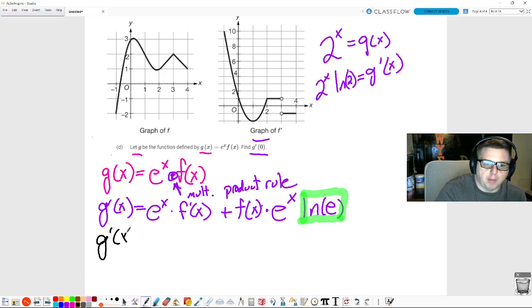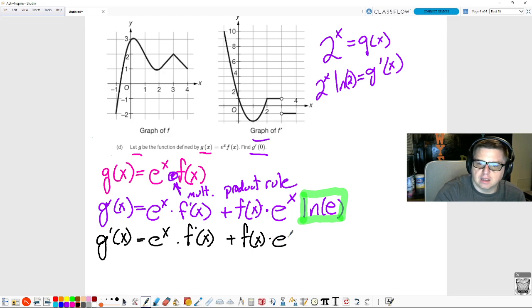All right, so g prime of x is e to the x times f prime of x plus f of x times, now we're just going to put e to the x. So let's clean it up a little bit. First times the derivative of the second, and for the derivative of the second, we just put f prime of x. We don't know what it is, it's just our function's derivative. And then we add our original function f of x times the derivative of the first, which is e to the x ln of e, and we simplified it just to e to the x.